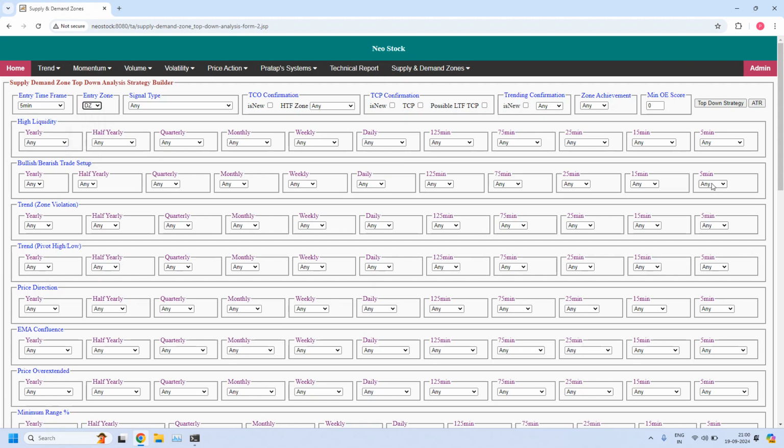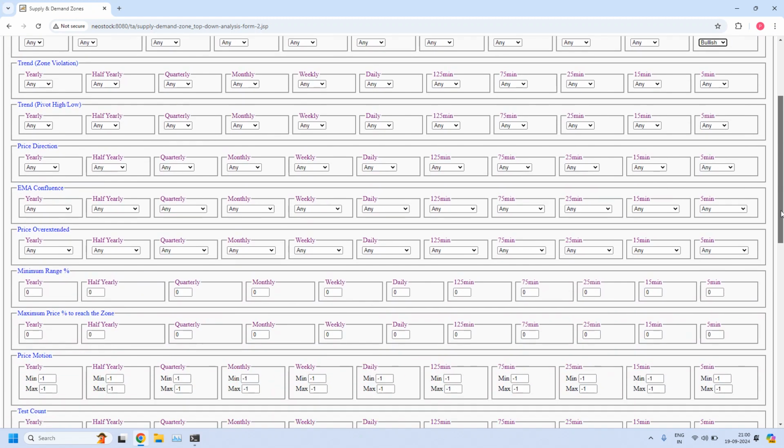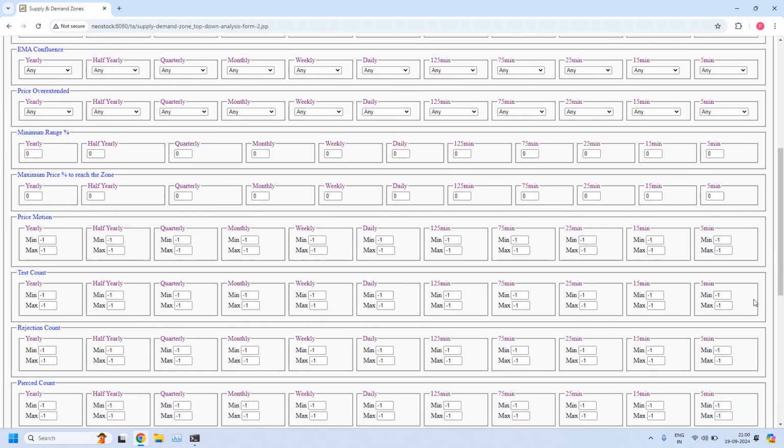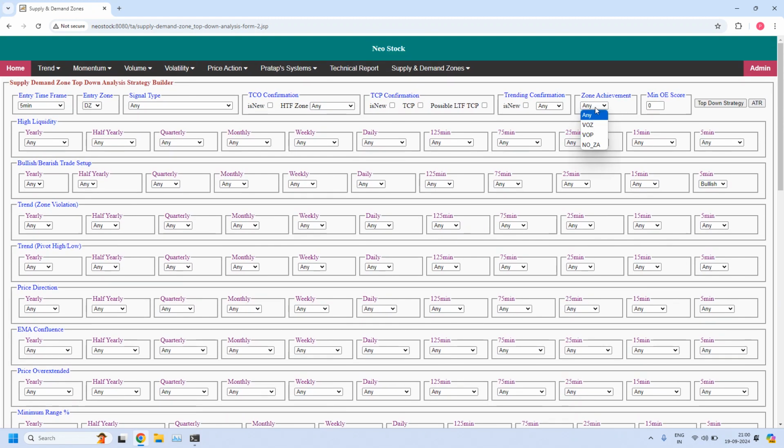In bullish or bearish trade setup, at 5 minutes I am selecting bullish. The 5 minutes demand zone should not be pierced. So in the pierced count at 5 minutes time frame, I am setting minimum value 0, maximum value 0. Zone achievement violated opposing zone, minimum odd enhancer score 12. All the 3 filters are applied to 5 minutes demand zone.